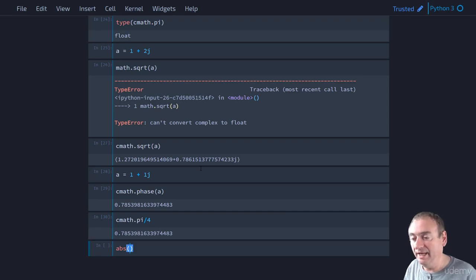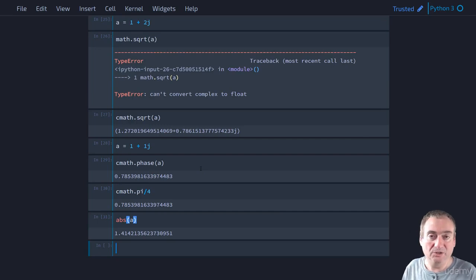It's polymorphic, and it will handle complex numbers correctly. You just pass that in, and you'll essentially get the Euclidean norm. You'll get that r value, which is 1.414, which is what we expected, square root of 2. So that's how you can go from rectangular to polar.